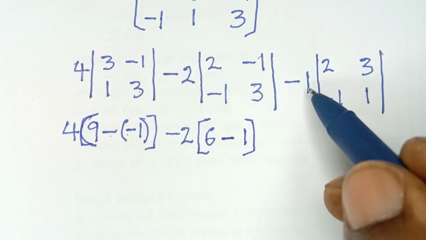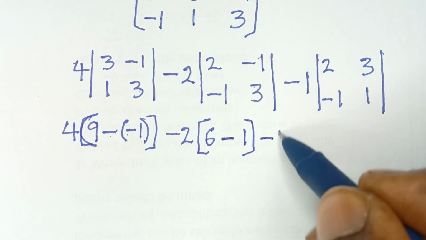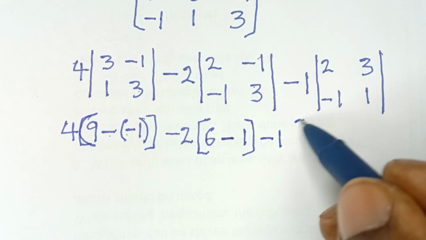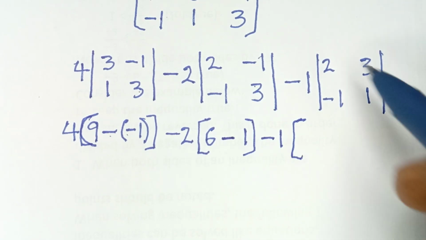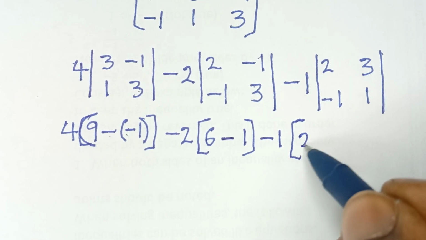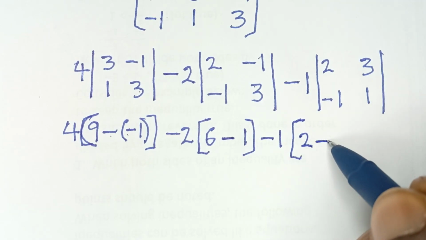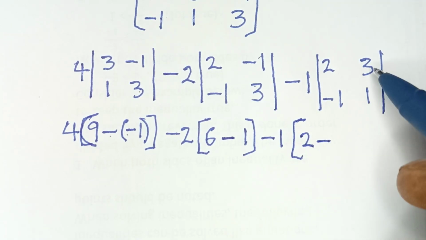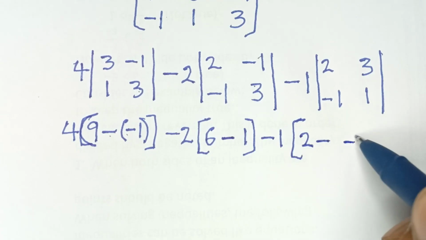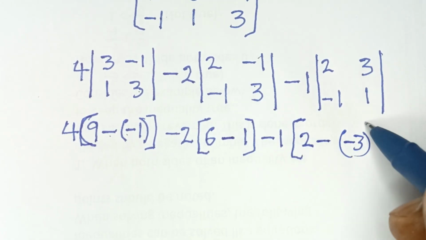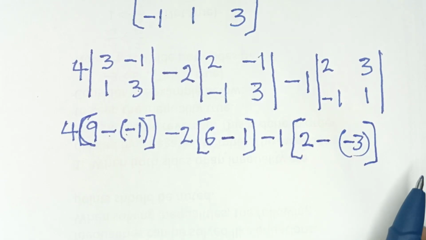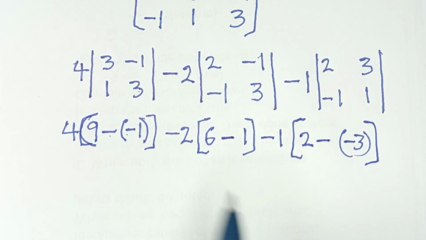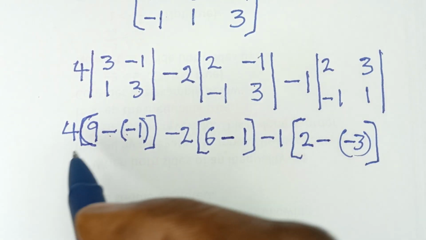And then finally, the last number here is negative 1. Then I'm also going to get the determinant of the matrix that I have in here. So 1 multiplied by 2 is going to give me 2. And then minus negative 1 multiplied by 3 will give me negative 3. And then I enclose the brackets. So that is the simplification that is involved in the determinant of a 2 by 2 matrix. So now we continue our simplification.